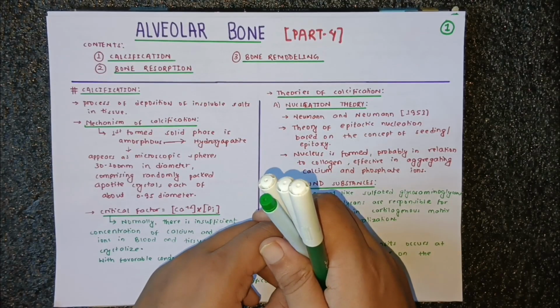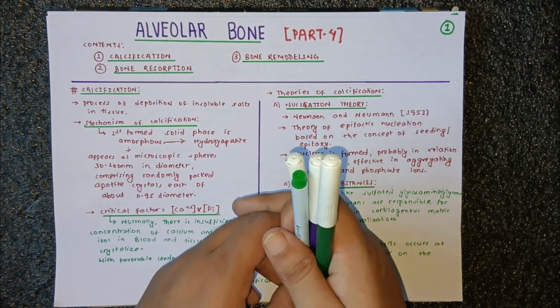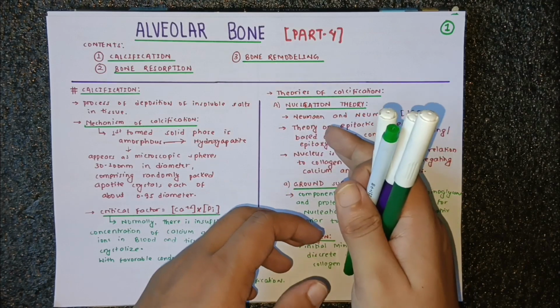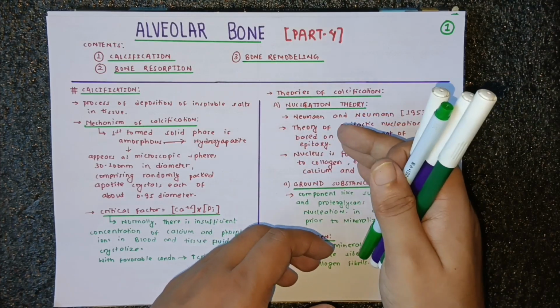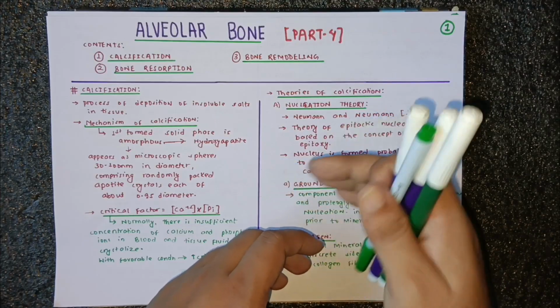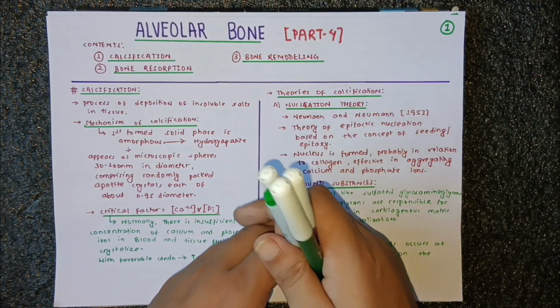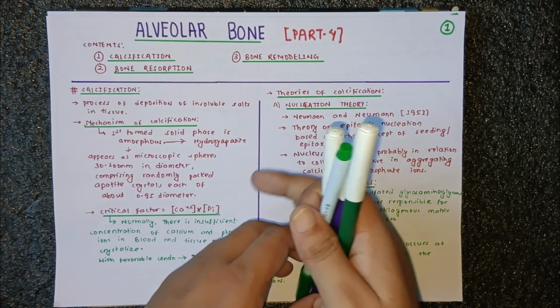So this is part 4 of the alveolar bone video series, and in this video we will be discussing bone resorption, bone remodeling and calcification. In the previous video we discussed ossification, intramembranous ossification and endochondral ossification, and in this video we will be moving ahead in the chapter. So without delaying much, let's start today's video.